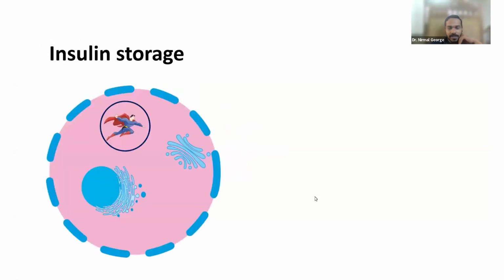After synthesis, insulin is stored in secretory granules of the beta cells. Normally in the beta cells, there is movement of potassium from the intracellular to the extracellular space through potassium channels, and these channels remain open in the resting state. Because potassium is being lost, the intracellular polarity will become negative, so the cell will be in a hyperpolarized state.